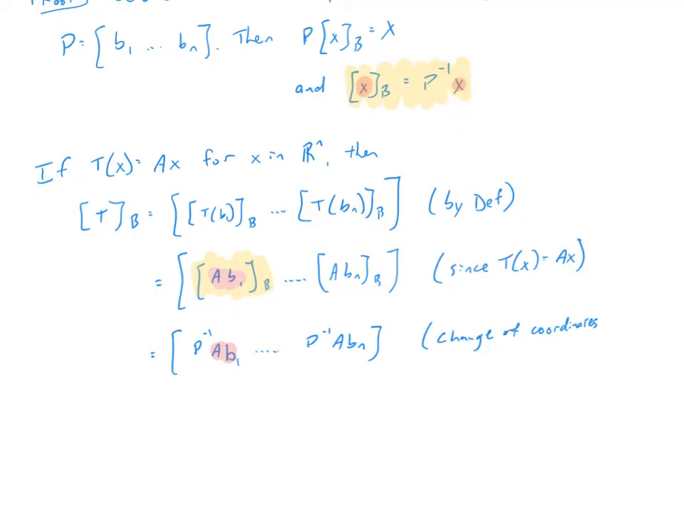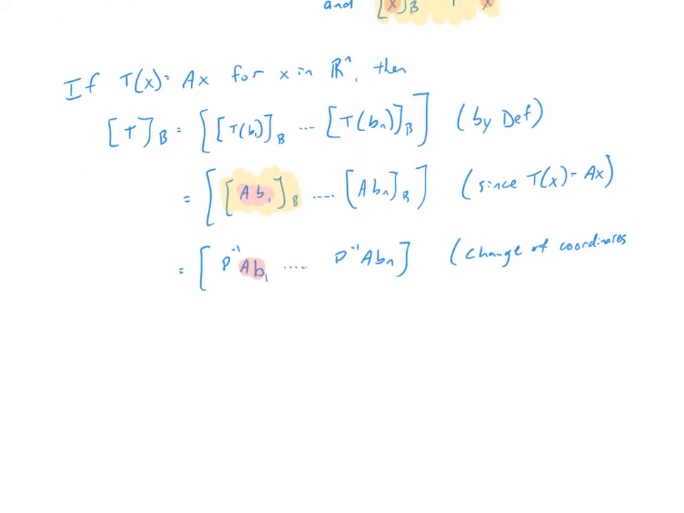All right, and this is where it gets really good, because I know how matrix multiplication works, I can write this as P inverse, pulling all those P inverses out of each column, times A, pulling all those A's out of each column, times the matrix b1 through bn. My reason for that is just matrix multiplication. Because I know how multiplication works, I can factor those all out. And what is that set of vectors b1 through bn? P inverse times A times P. That's where that matrix came from.